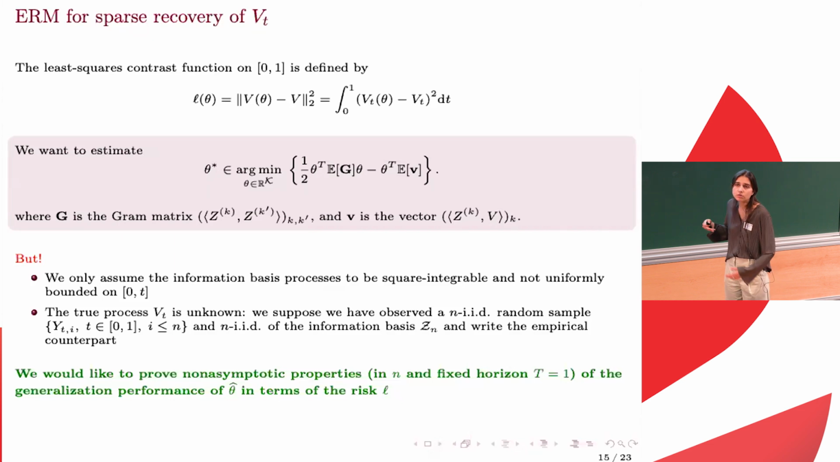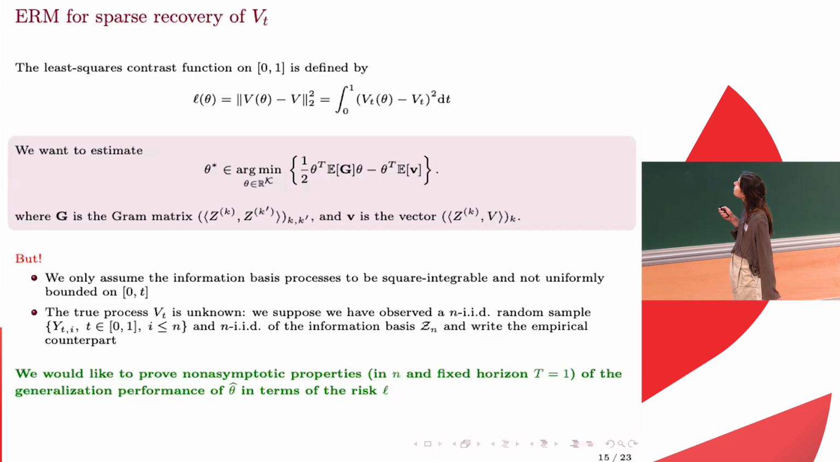All right. So in essence, I can rewrite this, and I want to estimate my oracle parameter that minimizes, and you see we recover the classical formulation of a least squares contrast function, right? Where we make appear the Gram matrix that depends only on the processes composing the information basis, and V is the vector where you look at the inner product between the basis process and the unobserved true V process.